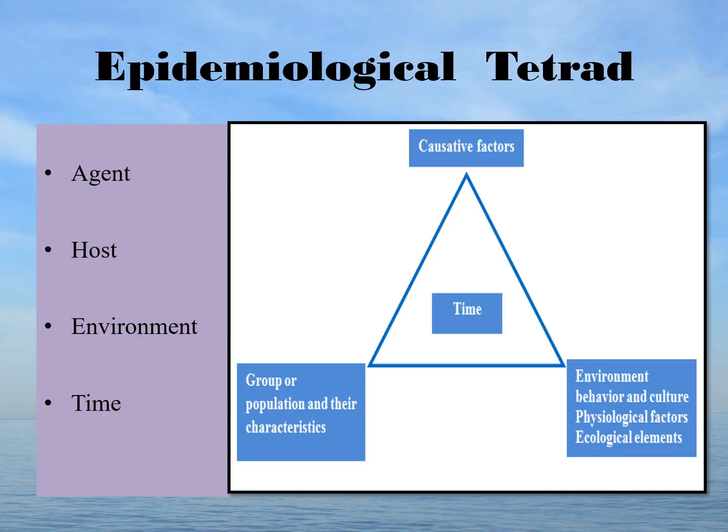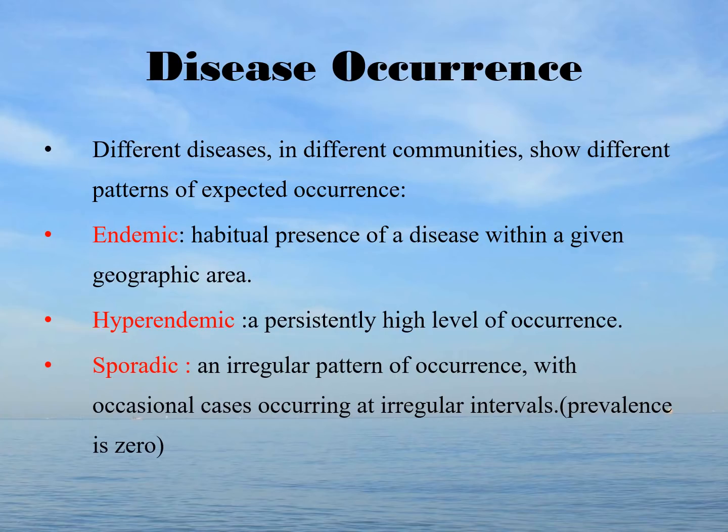Your tetrad adds one component to your epidemiological triad, and that is time. So you still have your agent, you have your host, you have your environment, but you have time as a factor. So disease occurrence occurs in different communities and it will show different patterns of expected occurrence.